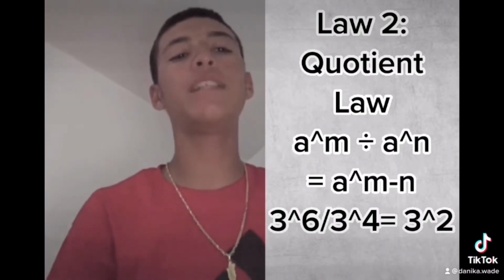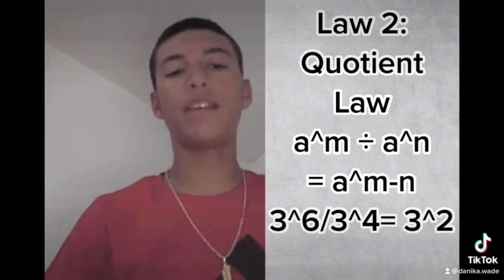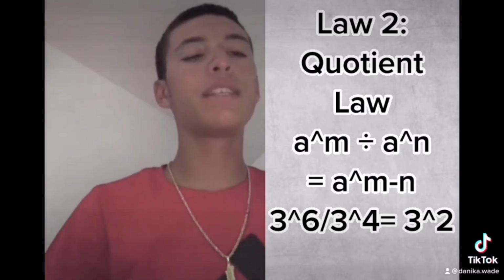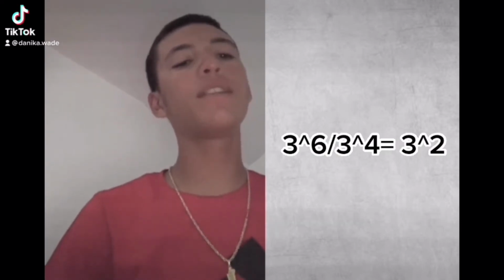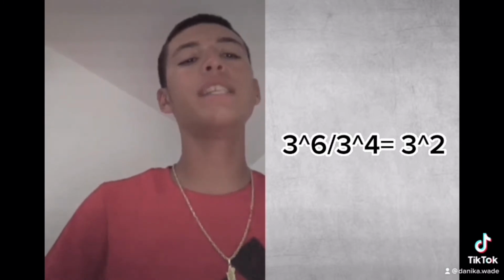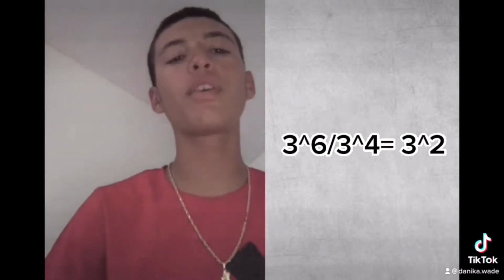Moving on to law 2, the quotient law. a to the m power divided by a to the n power is equal to a to the m minus n power. To illustrate this, 3 to the 6th power divided by 3 to the 4th power is equal to 3 to the 2nd power, because 6 minus 4 is equal to 2.